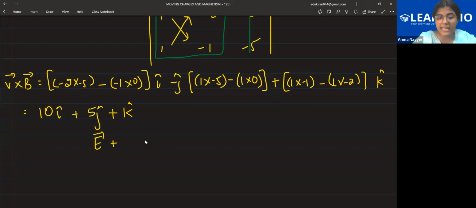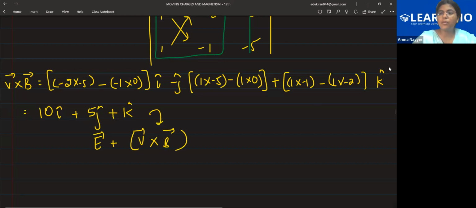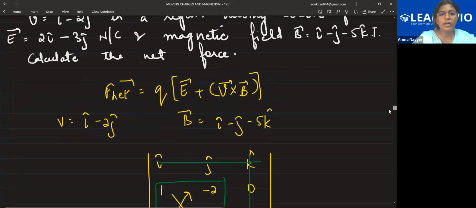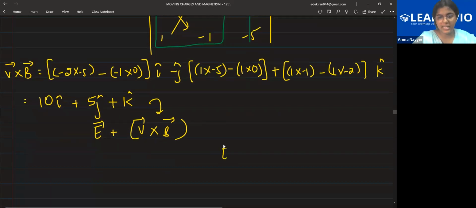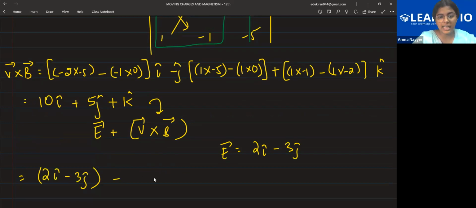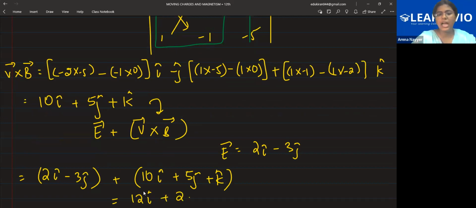You have to add the electric field to this term which you have obtained. Now, what is the electric field given? 2i cap minus 3j cap. So these two will be added. 2i cap minus 3j cap plus 10i cap plus 5j cap plus k cap. So 2i cap plus 10i cap is 12i cap, minus 3j cap plus 5j cap is 2j cap, and only k cap will be there.